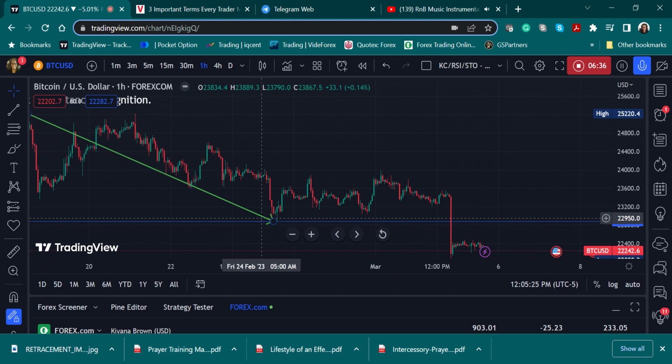We see that price hits our support, and as it hits support, it's telling us what? That we have buyers on the sidelines waiting to purchase.